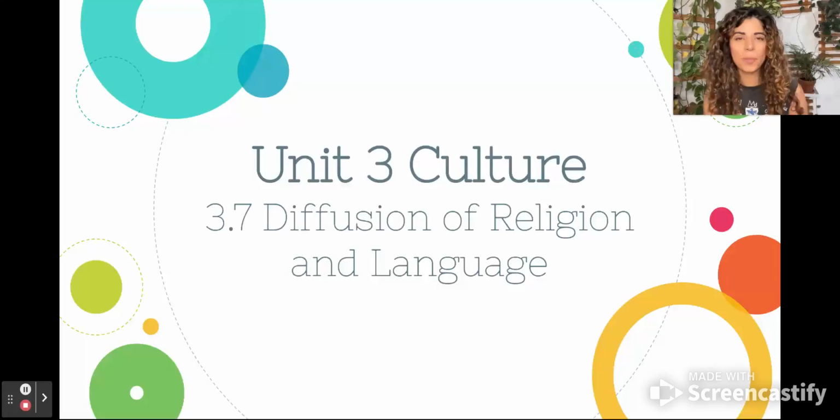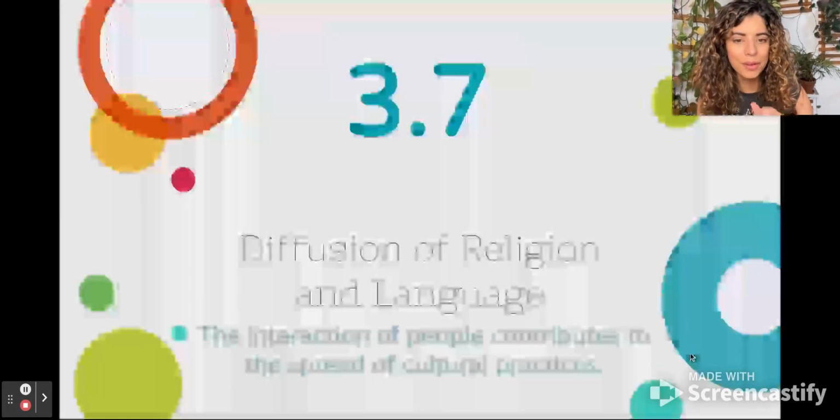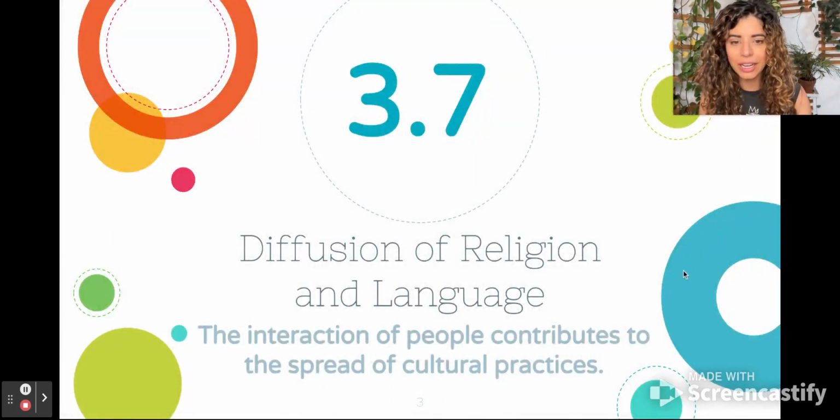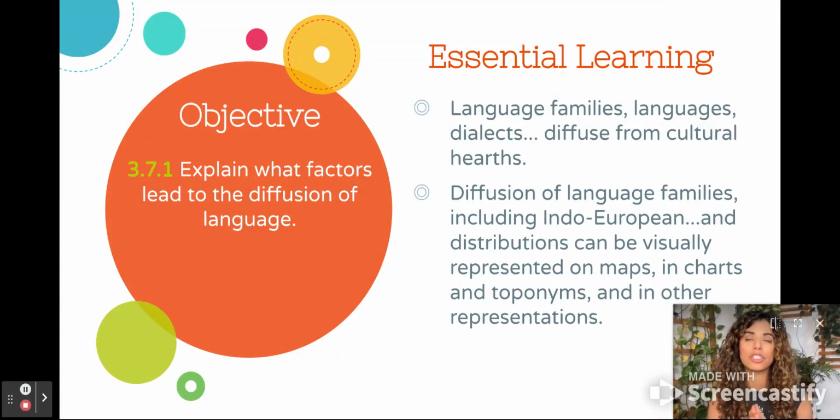Hey everybody, we are on 3.7, Diffusion of Religion and Language. So this is actually a two-part video. This first part, we are going to focus on language. So we are nearing the end of this unit. For this particular one, we're looking at interaction of people and how that contributes to the spread of cultural practices. So again, kind of linking into diffusion quite a bit for 3.7.